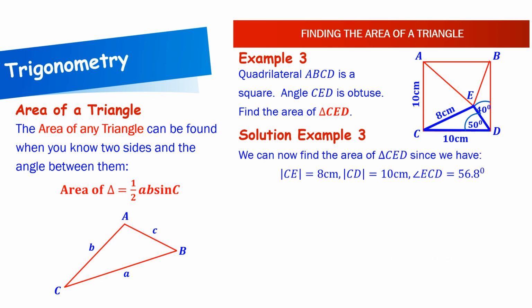We can now summarize this information. We have the length of two sides, which are 8 centimeters and 10 centimeters, and we have the angle in between them, which is 56.8 degrees. So we can now use our formula for the area of a triangle to find the area of triangle CED.